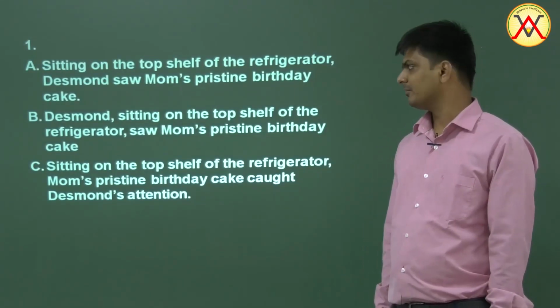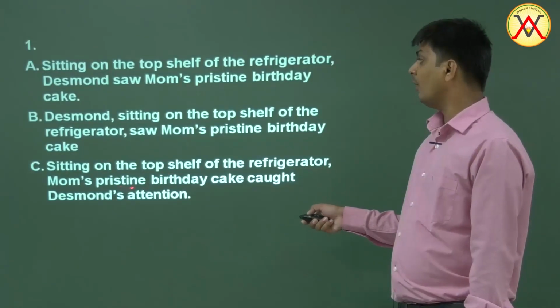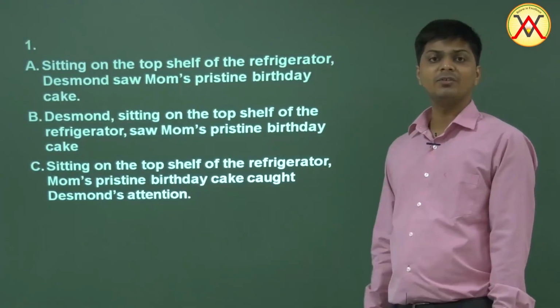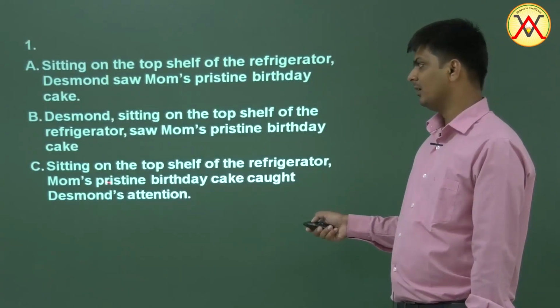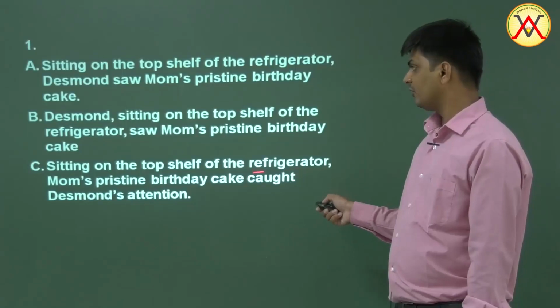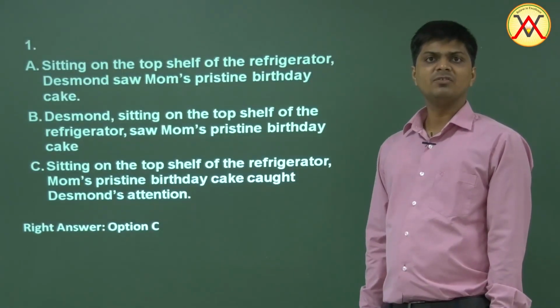It's a misplaced modifier. The next one, "Sitting on the top shelf of the refrigerator, mom's pristine birthday cake." Who was sitting there on the top shelf? It was the cake. So it should be put near the cake. "Sitting on the top shelf of the refrigerator, mom's pristine birthday cake caught Desmond's attention." Option C would be the right one.